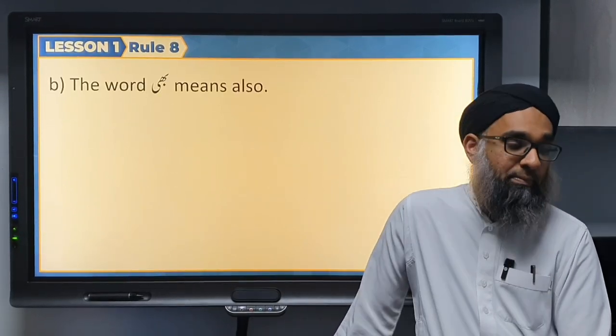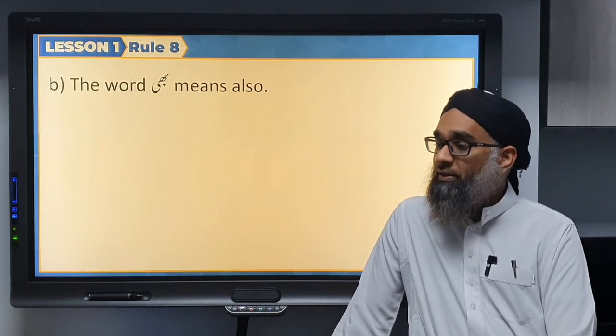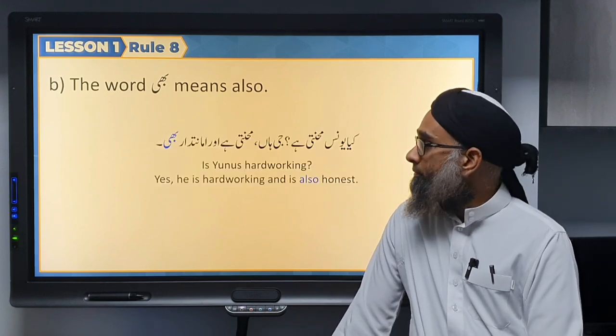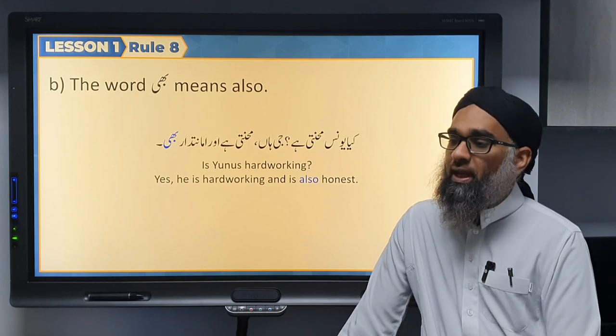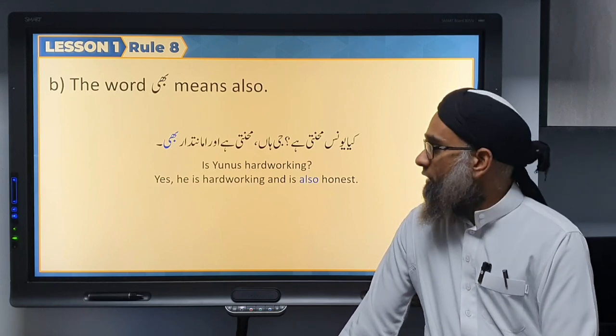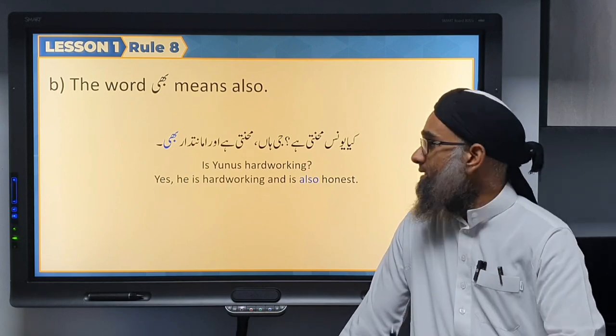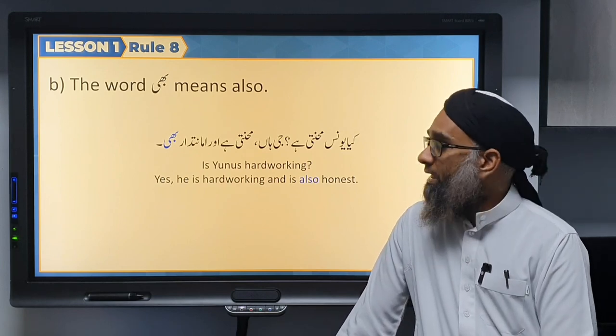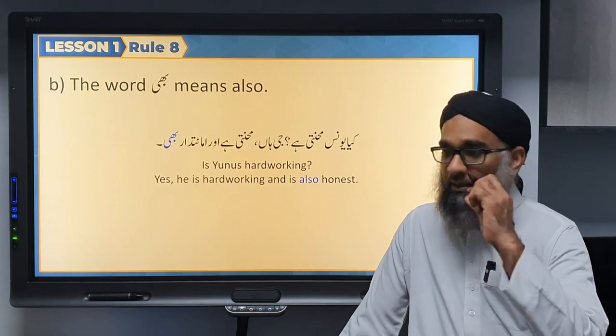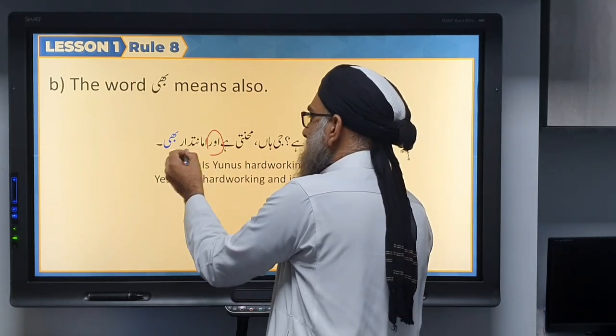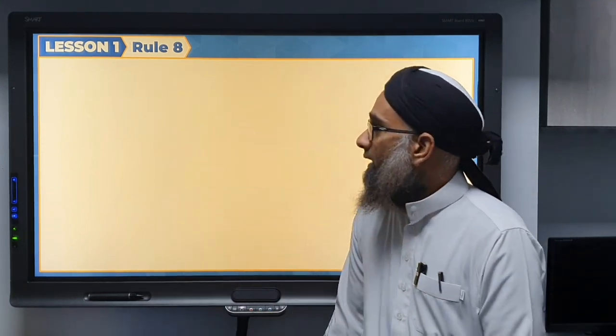Bhi, what does bhi mean? Also, along with. So you know Arabic, also. So for example, kya Yunus mehnati hai? Ji haan, mehnati hai aur amanatdar bhi. He is hardworking and is also honest. So, bhi means also. So, aur means and, and bhi means also. And then we have lekin.